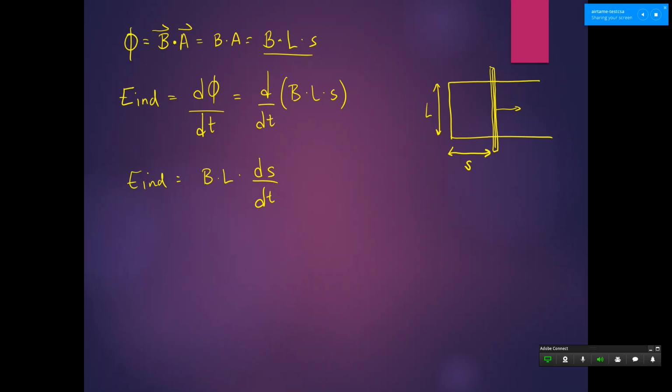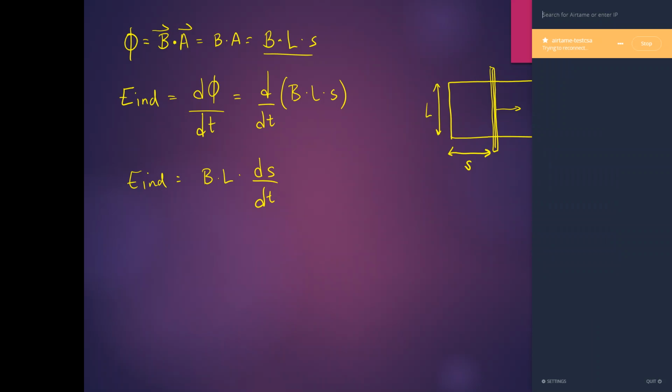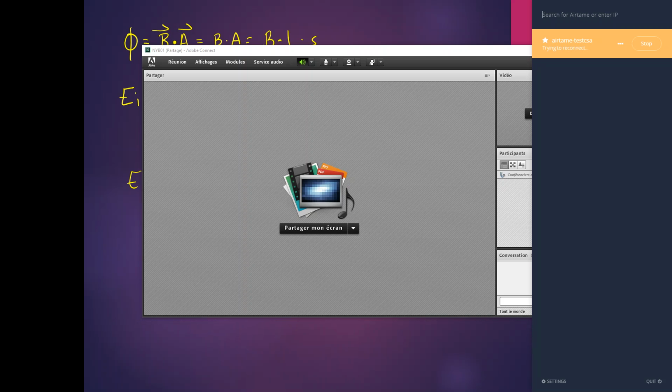All right. Now, what can you tell me about ds by dt? What is that expression? The change of position is a function of time. Yeah, and we call that speed, right? It's the change of distance, the change of position as a function of time, the speed.